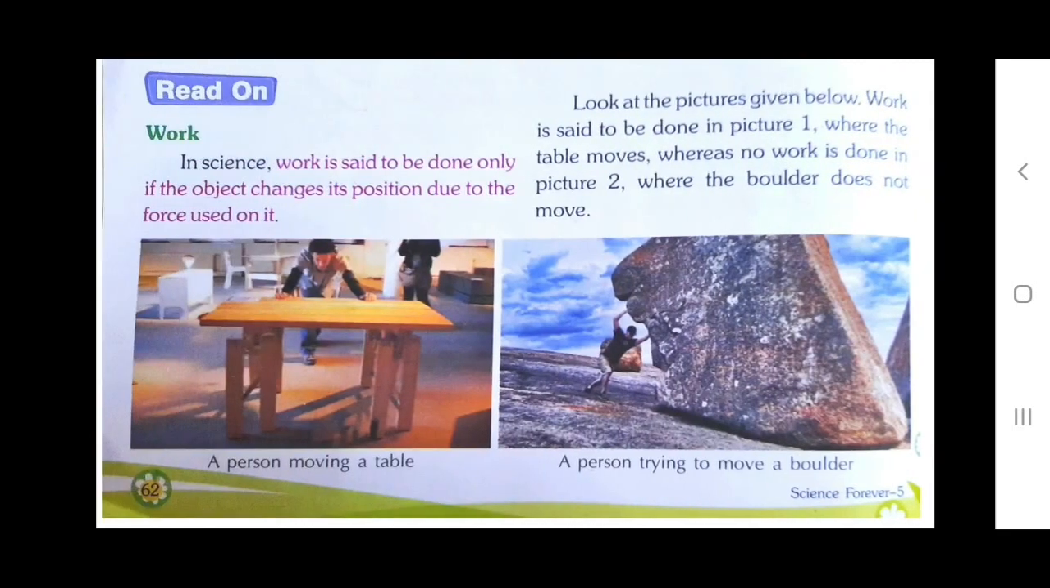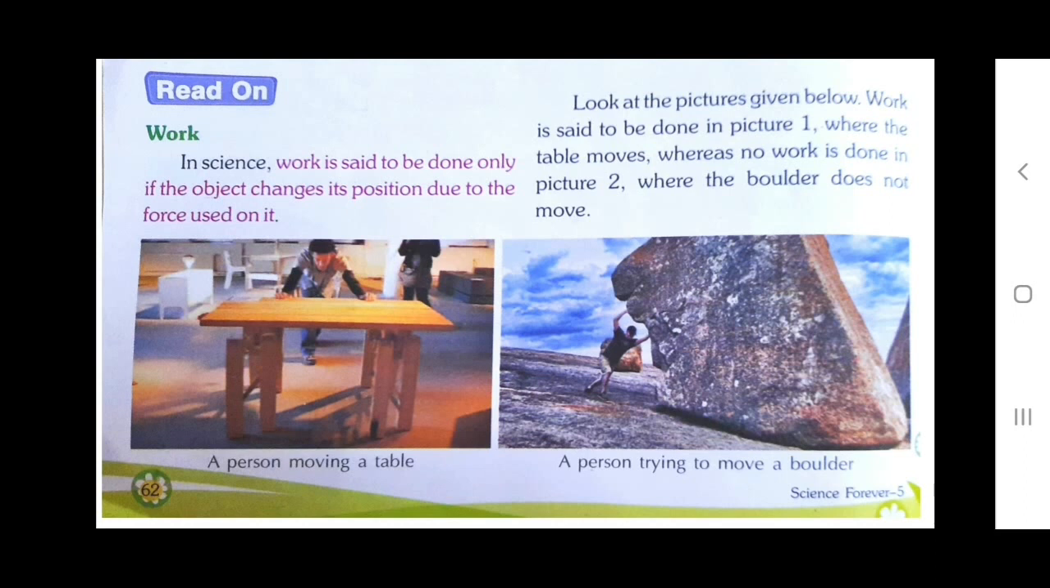Work. In science, work is said to be done only if the object changes its position due to the force used on it. Now, what does it mean? It means that in science, we say work happens only when the object also moves.